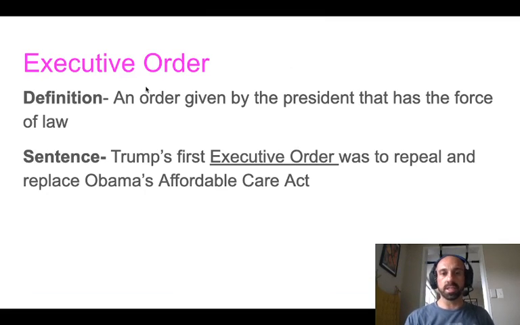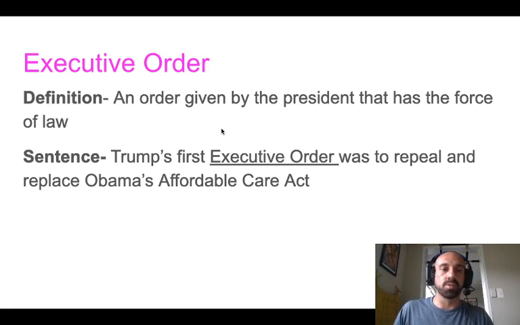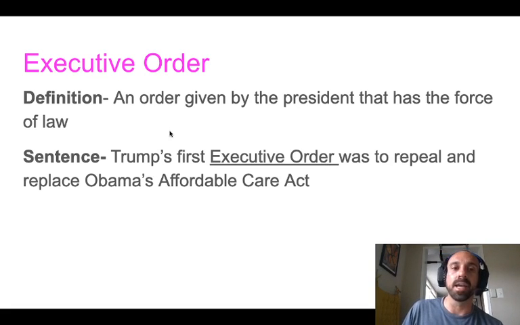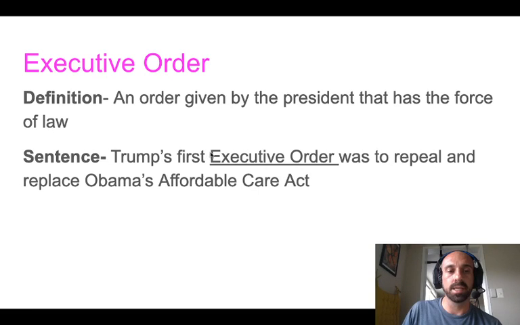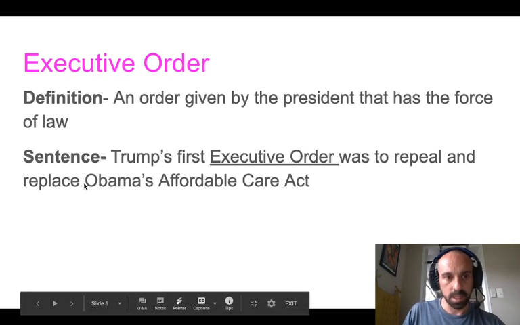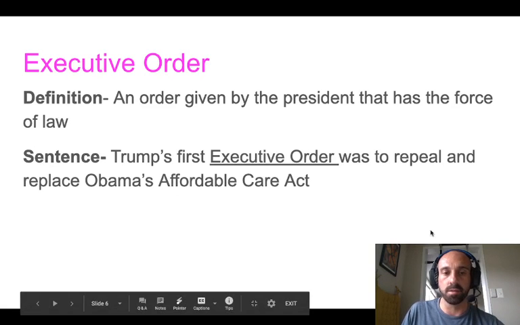Also we have the executive order. This is an order given by the president that has the force of law. It has the force of law because each executive department is required to follow this executive order. It is not a law in that it was not passed by the legislative branch, by Congress. The sentence I have here is: Trump's first executive order was to repeal and replace Obama's Affordable Care Act.